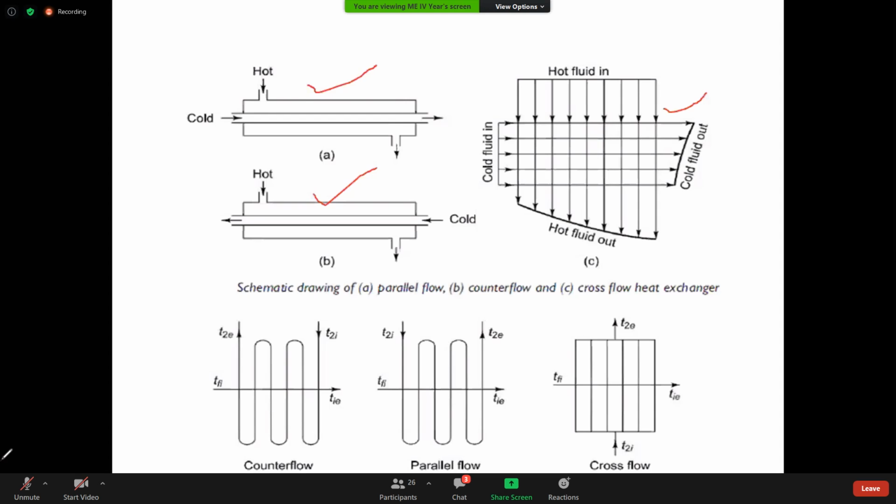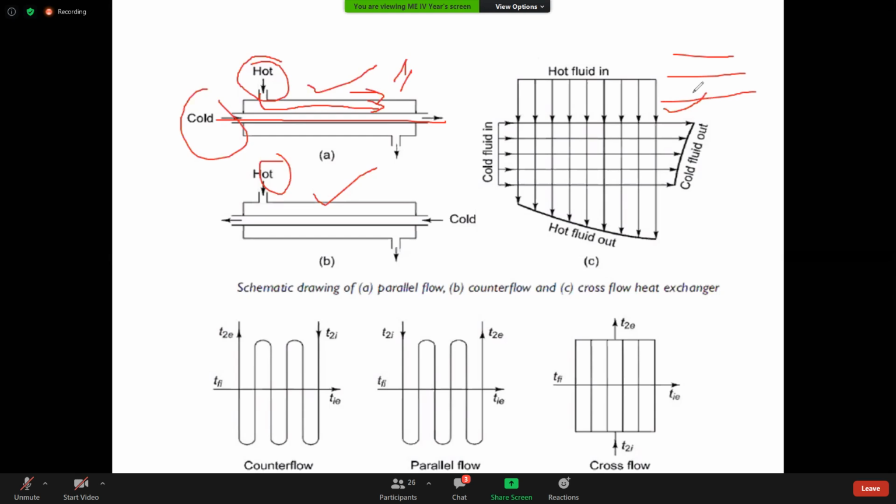Listen carefully. In parallel flow, both the fluids will be in the same direction. That is, in this tube one fluid goes, in this tube another fluid goes, right? If both fluids go in the same direction, it is parallel flow. Suppose this is the hot fluid and this is the cold fluid. Both fluids go in one direction. In counter flow, one fluid goes in one direction and the other fluid in the opposite direction. That is called a counter flow heat exchanger. Cross flow is nothing but perpendicular direction. For example, this is one fluid and this is another fluid. That is cross flow, though not always exactly 90 degrees.